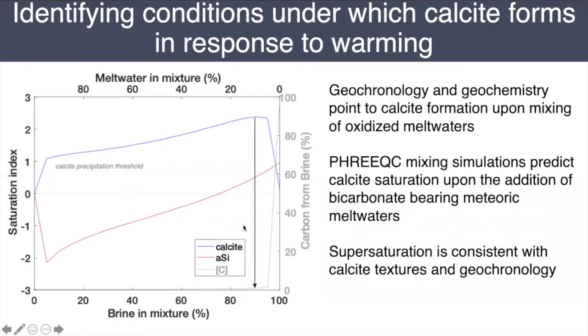So as I mentioned, in order to precipitate calcite, the water you're mixing in has to be rich enough in carbon to drive the saturation of calcite higher. And so based on these FREEZCHEM mixing simulations, we predict calcite saturation upon the addition of bicarbonate-bearing meteoric waters, with our highest saturation index mixing in 10% of bicarbonate-rich meltwaters with 90% of brine. And this supersaturates the solution with respect to calcite. And this is consistent with textures that we see and the rapid calcite precipitation that we see with our geochronology.